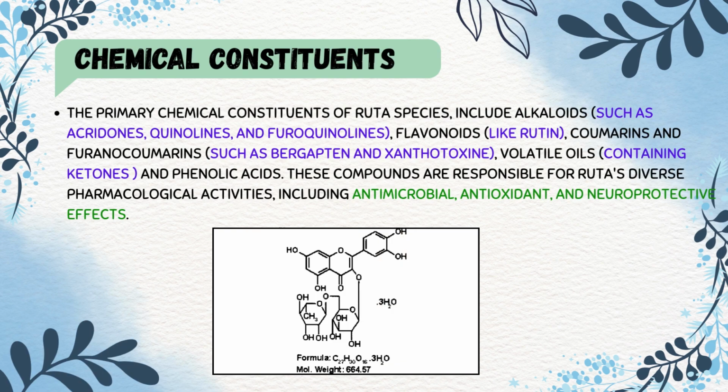Chemical constituents of RUTA. The primary chemical constituents of RUTA species include alkaloids such as acridones, phenolines, and furoquinolines. Flavonoids like rutin, coumarins and furanocoumarins such as bergapten and xanthotoxin. Volatile oils containing ketones and phenolic acids. These compounds are responsible for RUTA's diverse pharmacological activities, including antimicrobial, antioxidant, and neuroprotective effects.